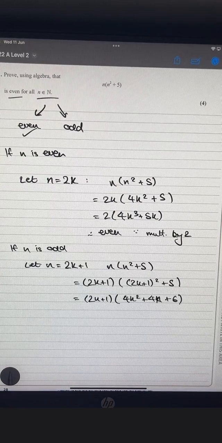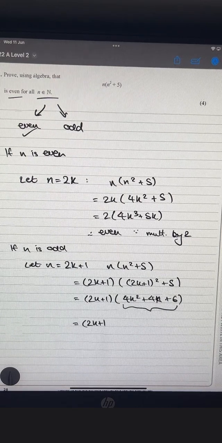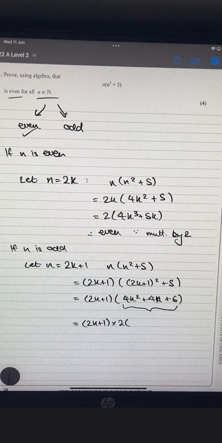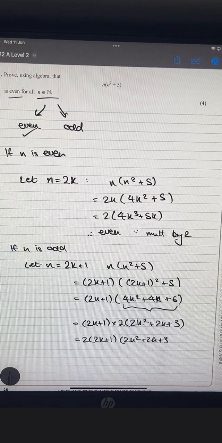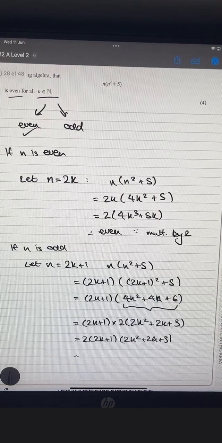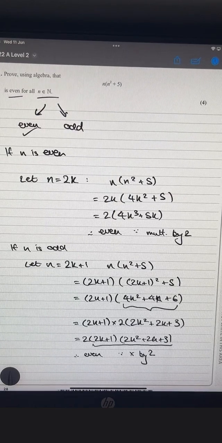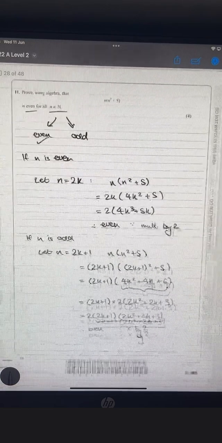I could expand the whole thing, then factor out a 2, or I could just notice that all of these are even, right? So I can factorize a 2 from this section here. So this would be 2k plus 1 multiplied by 2. And what am I going to have in the brackets once I factorize out a 2? 2k squared plus 2k plus 3, right? So this is just equal to 2 lots of 2k plus 1, 2k squared plus 2k plus 3. And now I can just say, therefore, it's even because I've multiplied by 2, because the whole thing here is being doubled. So therefore, it is even, right?